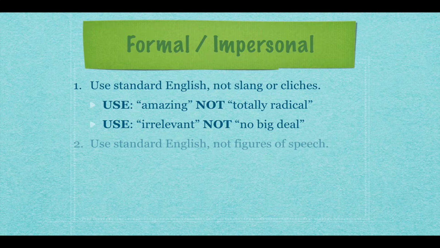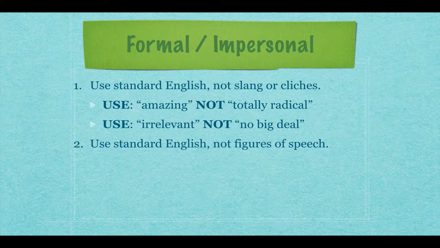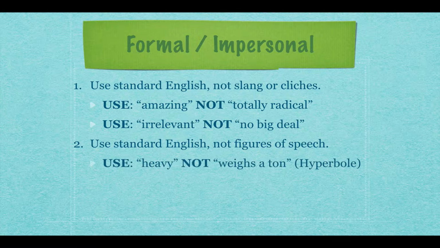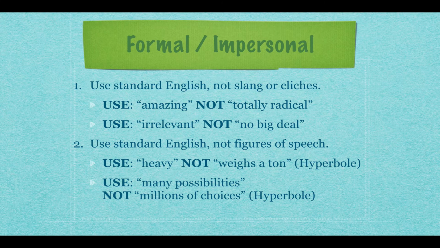We want to use standard English and not figures of speech. We'd want to use the word heavy, not that weighs a ton. This is a kind of hyperbole that is not useful in the formal academic writing style. We'd want to use a term like there are many possibilities, not millions of choices. Again, hyperbole is an exaggeration to make a point, but in academic writing we want to be more precise. Using more standard or precise language is a better communication style for this type of writing.